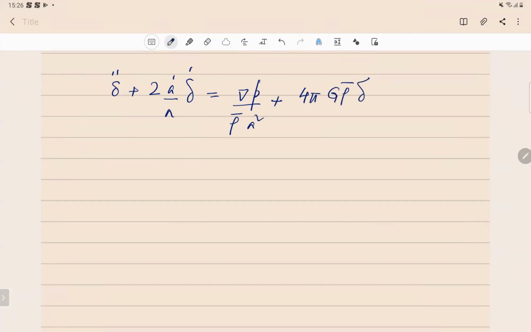Okay, good. So now when we start to look at baryons, we first note that, of course, now you have to keep the source term on the right hand side, which has the pressure. So we write it down as delta double dot plus twice a dot by a delta dot equals del squared p by rho bar a squared plus 4 pi G rho bar delta. So this is what comes about now, and we need to somehow relate this pressure to the density.